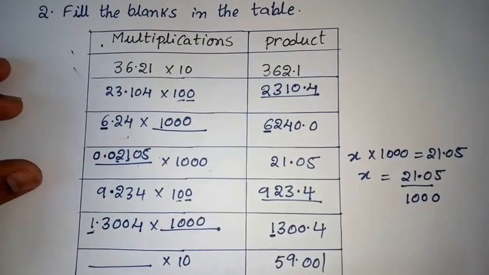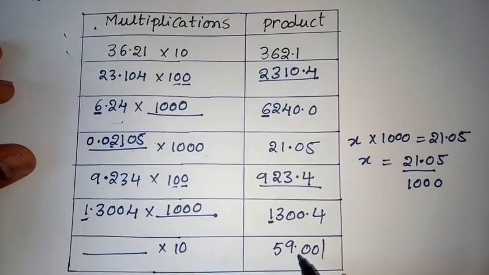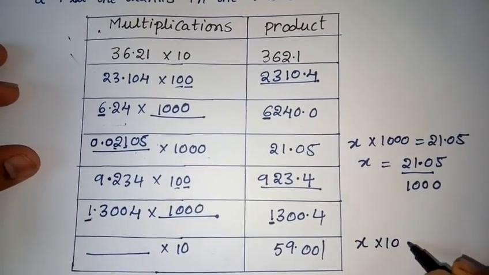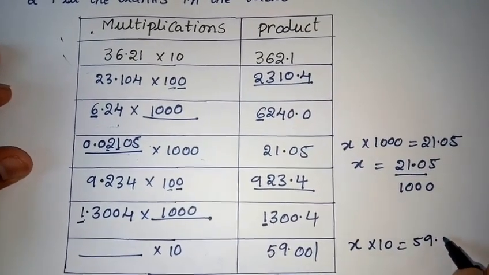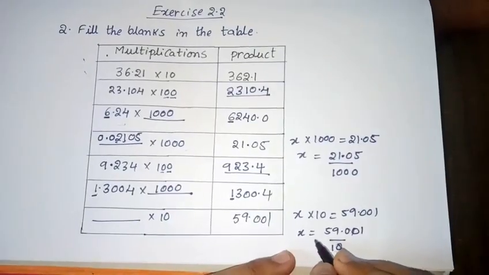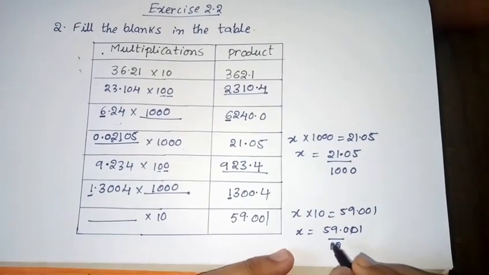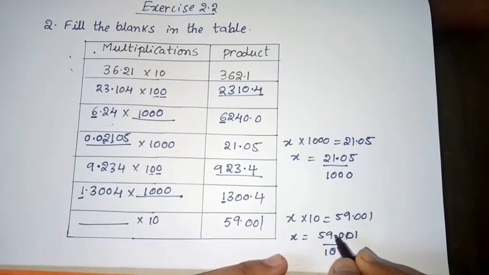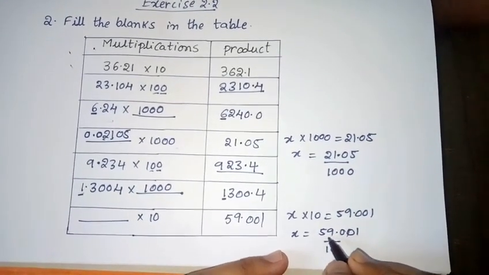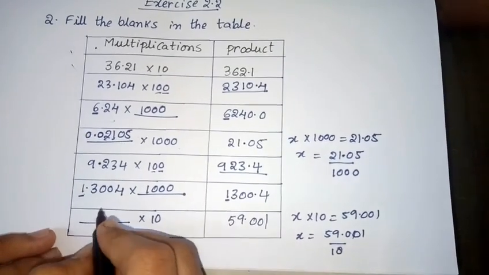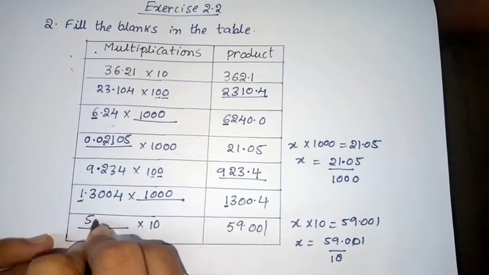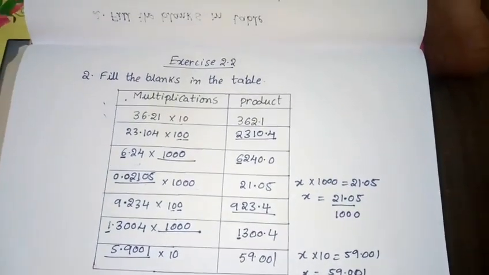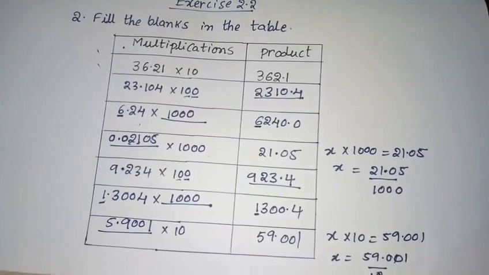So the last one: blank into 10 is equal to 59.001. Consider the blank as x, so x into 10 equals 59.001, so x equals 59.001 divided by 10. In the denominator only 10 is present, so from the decimal point, move one digit to the left. That is the final answer, 5.9001. So this is about the second problem.